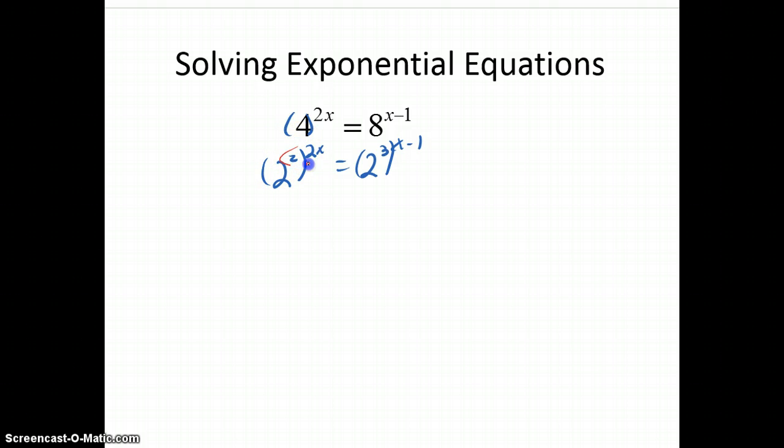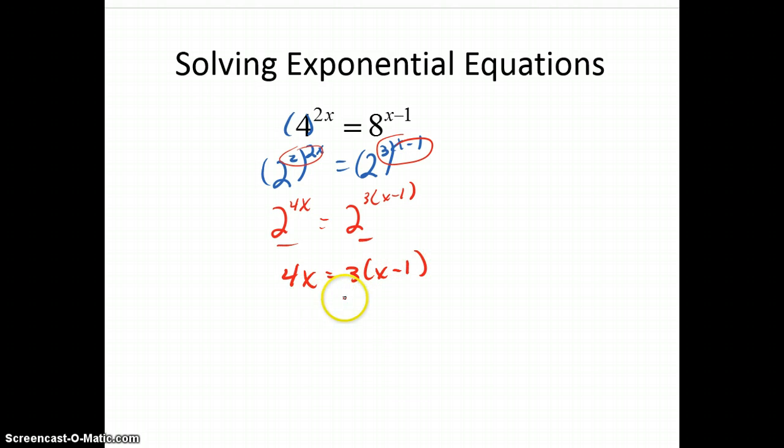Now we know power to a power, you multiply the exponents. So you can have 2 to the 4x. Power to a power, you multiply, so you'd have 2 to the 3x minus 1. Now that we have like bases, we can set our exponents equal and solve. And x is equal to -3.